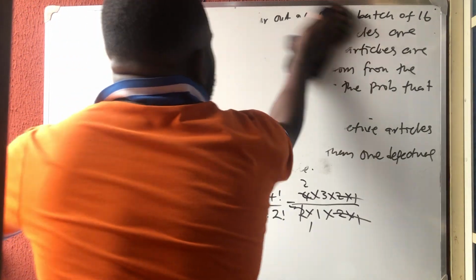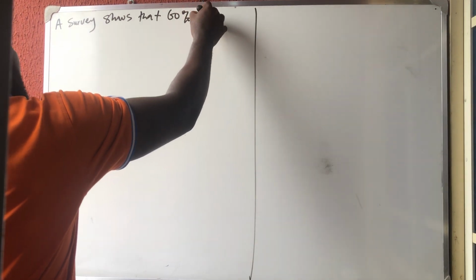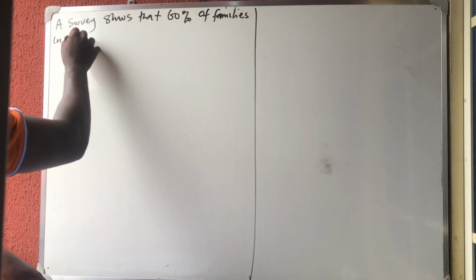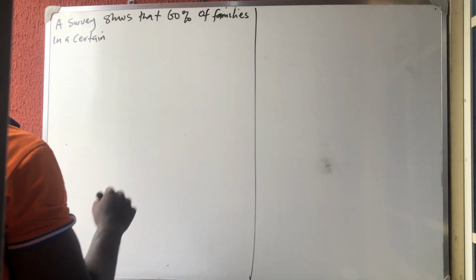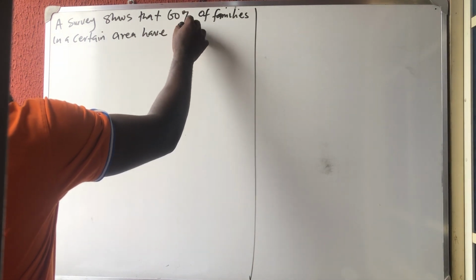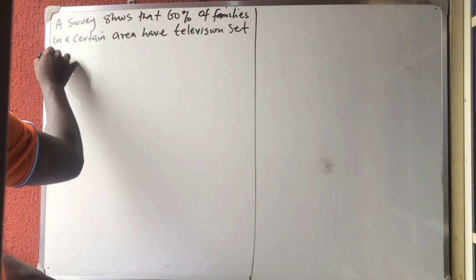So don't worry, when I solve up to 3 to 4 questions, you will understand. Now the next one, let's look at the next problem. The next one said a survey shows that 60% of families in a certain area have television sets.